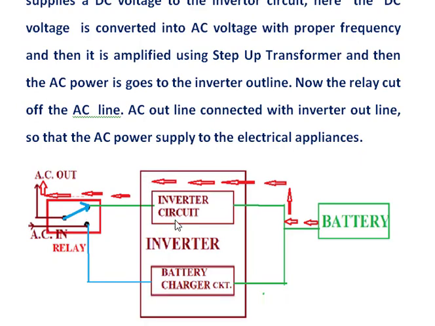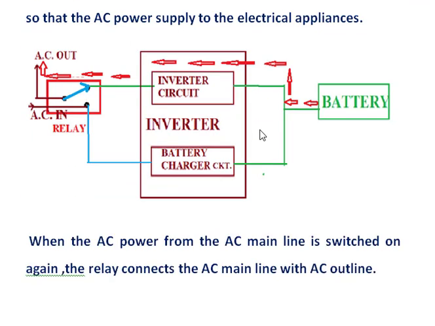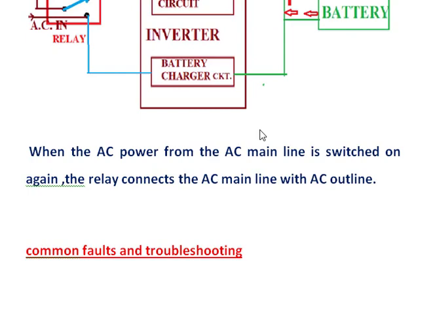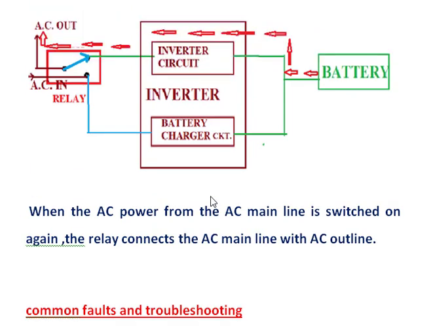When the power fails, this battery supplies the DC voltage, and the DC voltage is converted into high voltage AC, and it is supplied to different home appliances. When the AC power is again switched on from the AC main line, the relay again connects to the main line. So this relay, this pole is connected here. So main line. The AC is again passing through this wire. Okay.